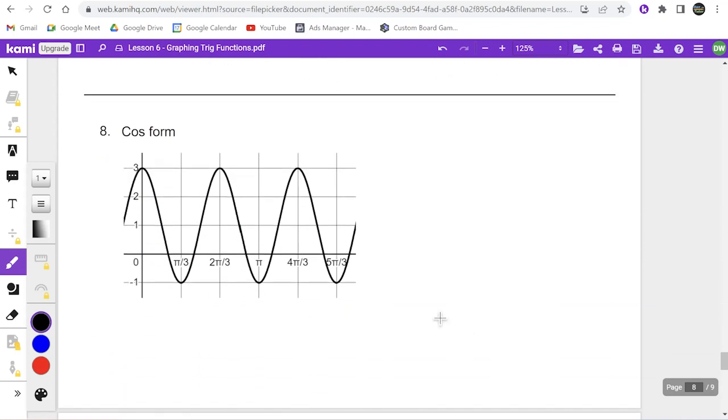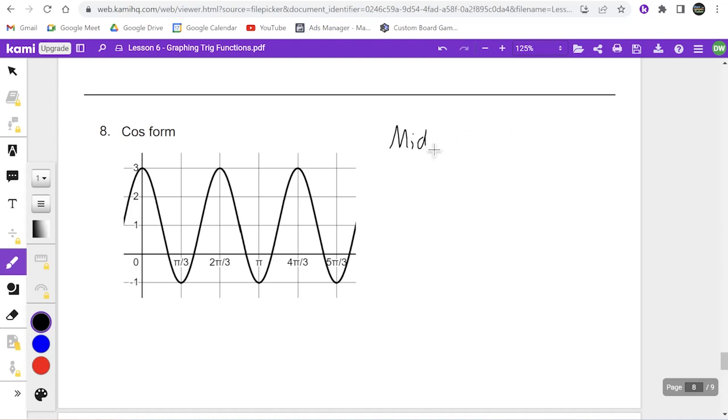Same thing, except this time we want the cosine form. Before we even go about finding the amplitude, you need to realize that the 0 point is not 0 anymore. Clearly it looks like it's shifted up. Probably the midline is at 1. It looks like it's at positive 1 to me. But there's got to be a formula to find the midline, and there is.